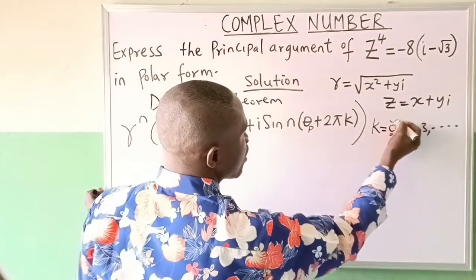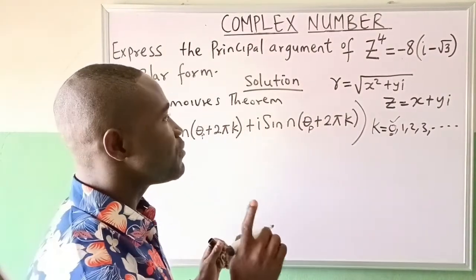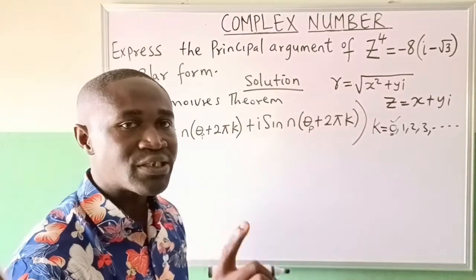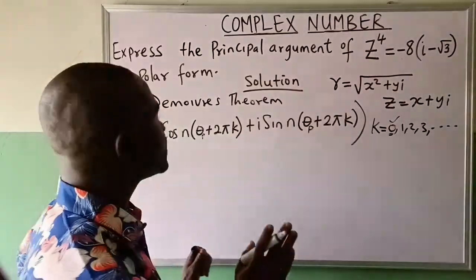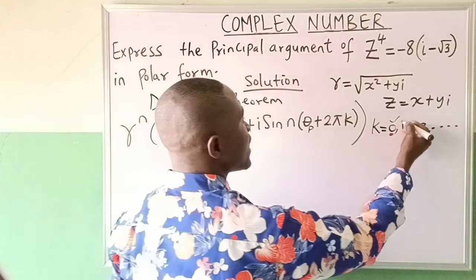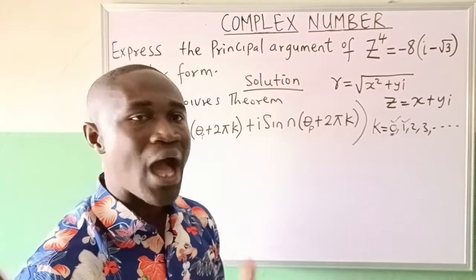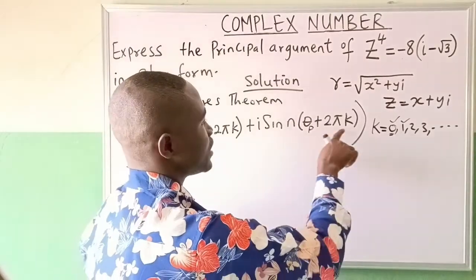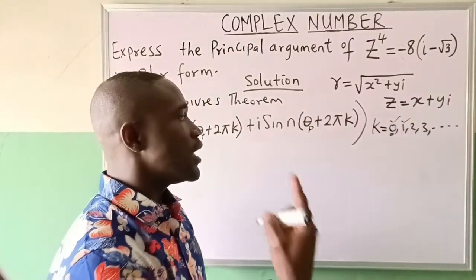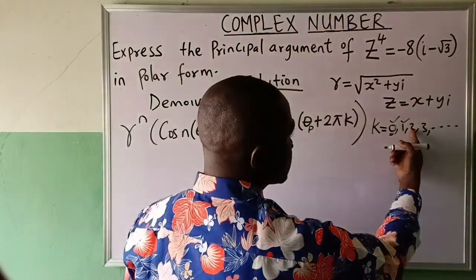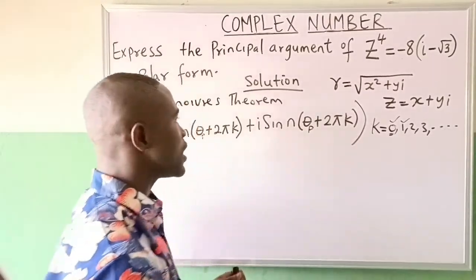That is, the principal argument is called the first argument. I repeat, the principal argument is the first argument you get in a complex number when expressed in polar form. But when you say k is equal to 1, it's the second argument. When you put it here, what you'll be getting will be the second argument in polar form. k equal to 2, the third argument in polar form, and so on and so forth.